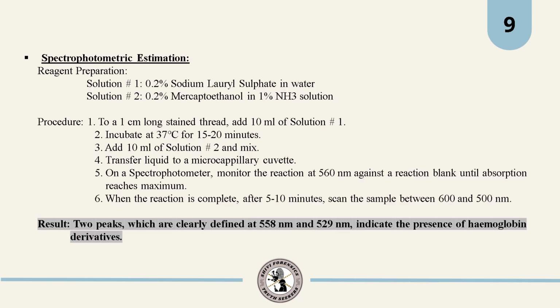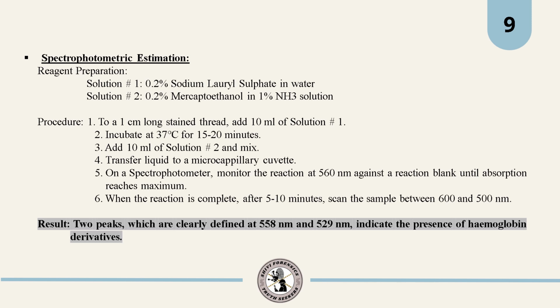The next step that we perform is spectrophotometer estimation. In this we will use a UV spectrophotometer, and we will take our sample in working solution 1 and incubate it at 37 degrees for 15 to 20 minutes. Afterwards we will add the working solution 2 to it and transfer it to the cuvette. Now we will add the solution to the cuvette of the UV spectrophotometer.